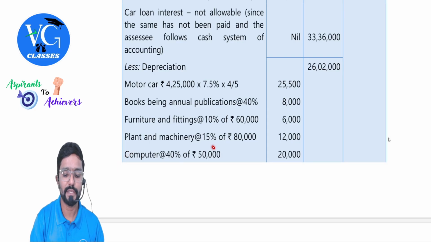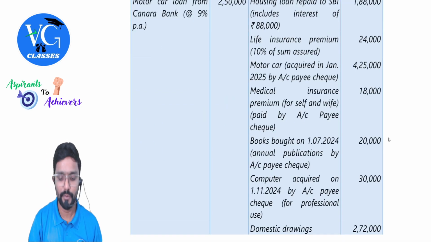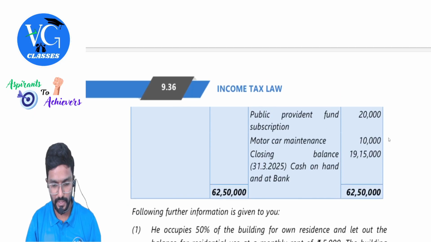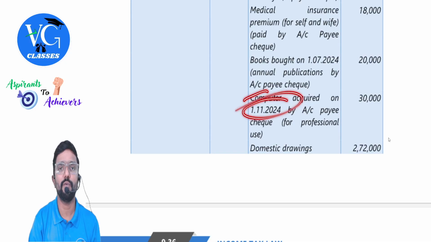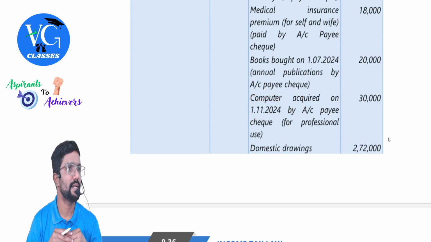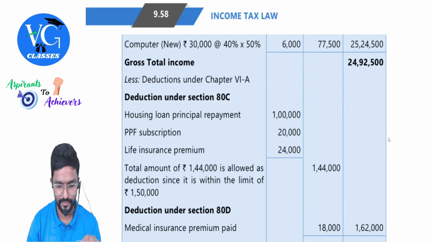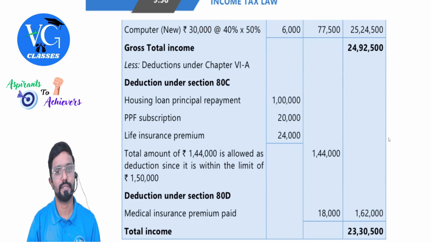Computer 40% on 50,000, 20,000. Computer newly. See, computer both are there. Opening also is there. Plus, here it is also purchased. When? 1st November. Less than 180 days. So 40% into 50%. Yes.